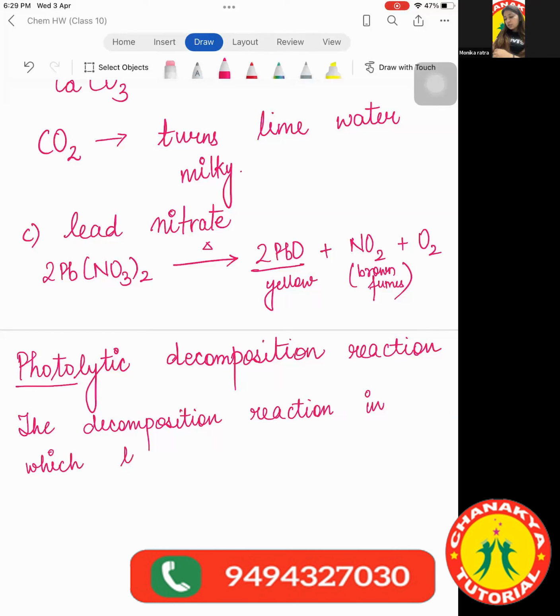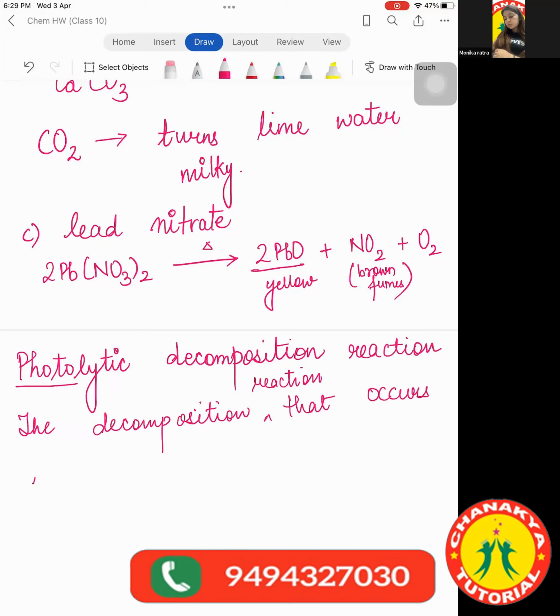The decomposition reaction that occurs in the presence of light is called photolytic decomposition reaction.